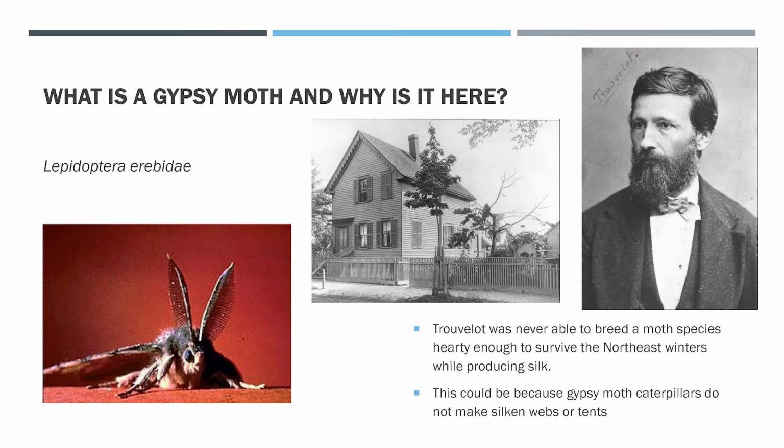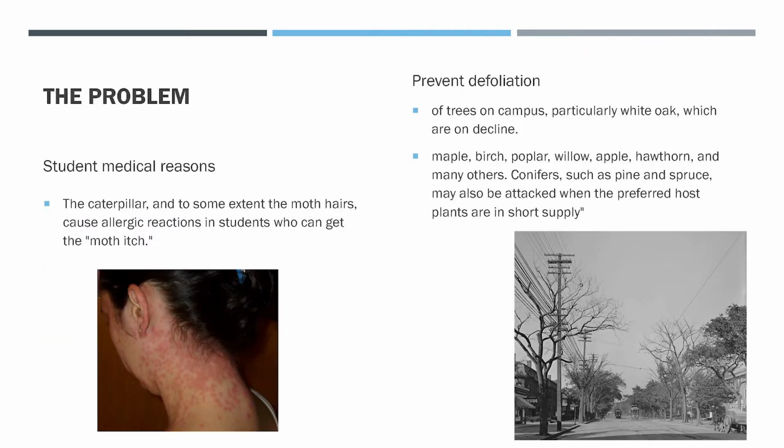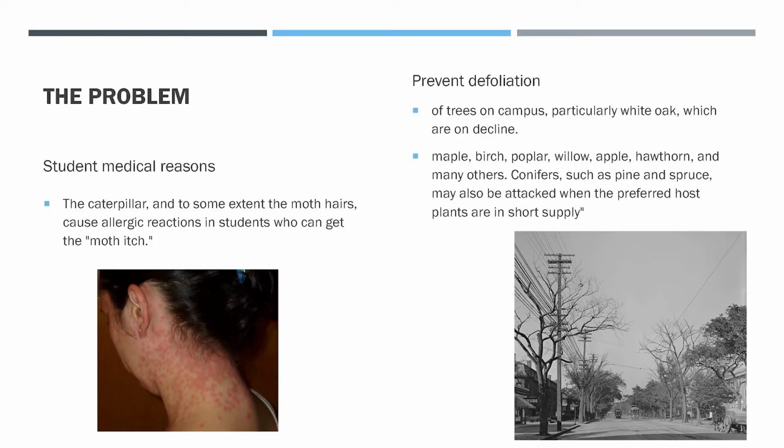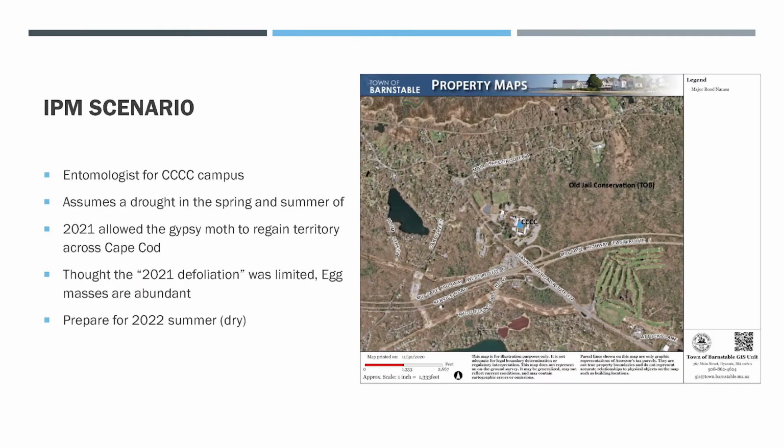A big problem with Trouveau's plan is that gypsy moth caterpillars do not make silken webs or tents. So what's the problem with gypsy moths? At Cape Cod Community College, the big problem is student medical reasons. The caterpillars, and to some extent the moths, have hairs that cause allergic reactions. This allergic reaction is often referred to as the moth itch. Another reason we may need to intervene is to prevent defoliation of trees on campus, particularly white oak, which are already in decline.